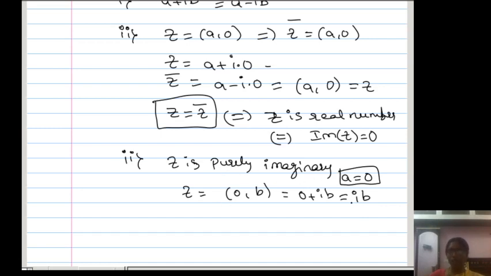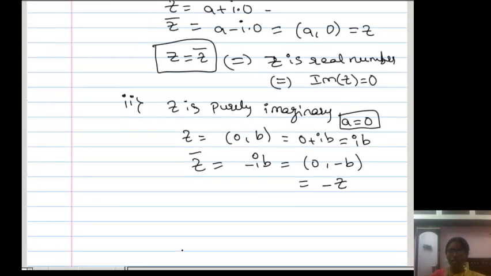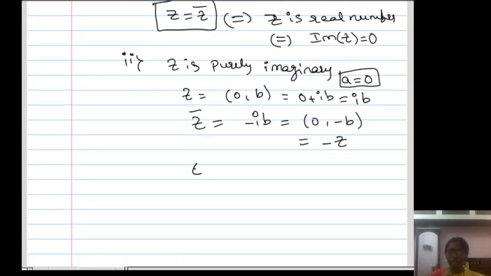If Z is purely imaginary, then Z bar is what? Tell me. If Z is equal to ib, so how to find Z bar? Replace i by minus i. So minus ib. Yes. So minus ib is nothing but what? Also write (0, −b) in ordered pair form. Now tell me, (0, −b) is nothing but minus Z. Now what do you understand here? Z bar is equal to minus Z.